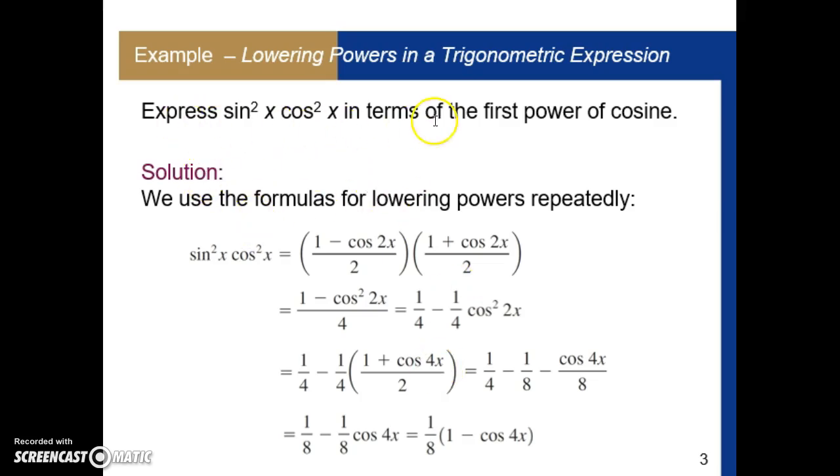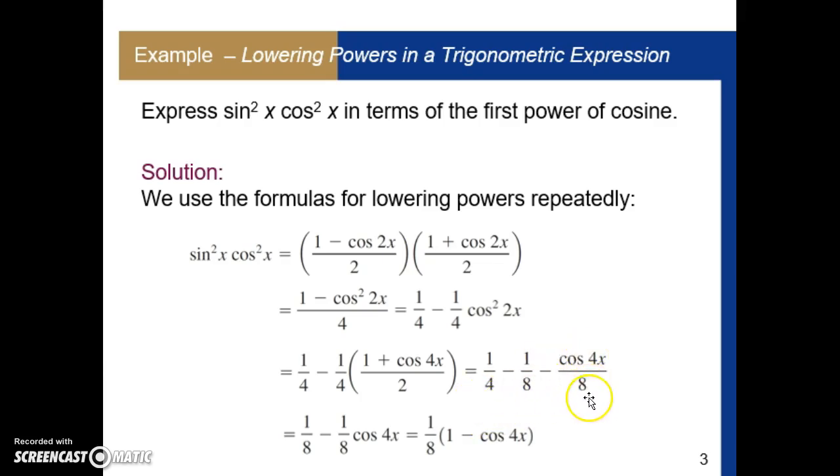So remember, we're trying to show this in terms of the first power of cosine. So we make another substitution, and then we distribute the 1/4 and the 1/2. So negative 1/4 times 1/2 is negative 1/8, and negative 1/4 times 1/2 cosine 4x is this term.